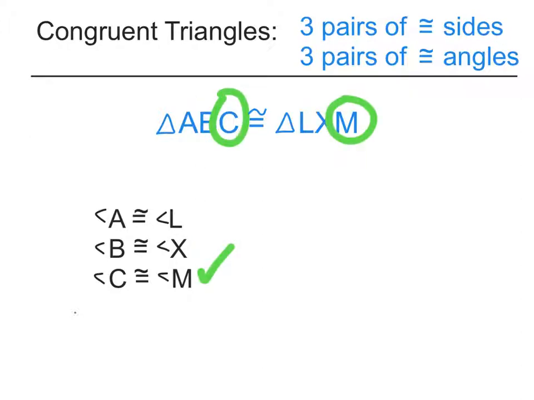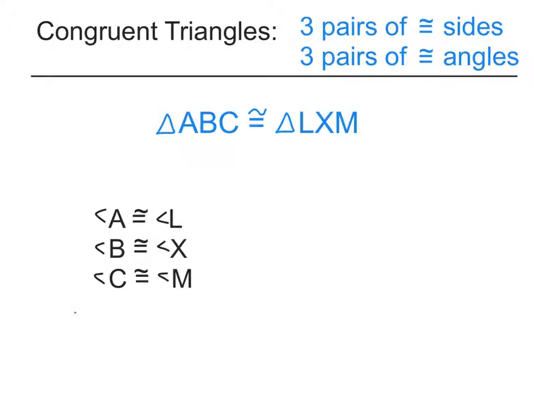For my last set of angles, I see that C is the third letter and M is the third letter, so that gets me angle C is congruent to angle M. Okay, so kind of nice. I have a congruent statement, not a picture, but I was still able to decipher and figure out which 3 pairs of angles were congruent.